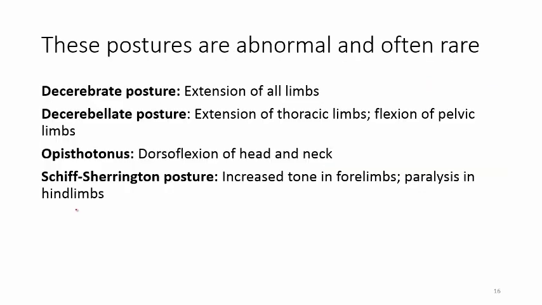So these postures are going to be abnormal. They're always abnormal, and many times they're quite rare. So if we have decerebrate posture, where we have extension of all the limbs, or decerebellate posture, which is going to be extension of the thoracic limbs and flexion of the pelvic limbs, or opisthotonus, which is going to be our dorsal flexion of the head and neck, and our Schiff-Sherrington, which has increased tone in the forelimbs and paralysis in the hind limbs.